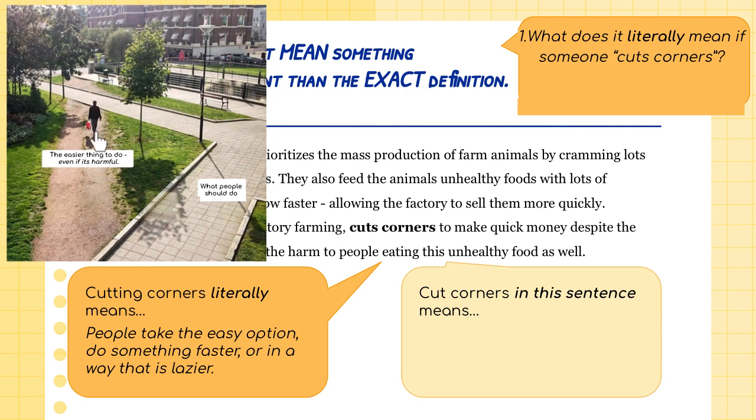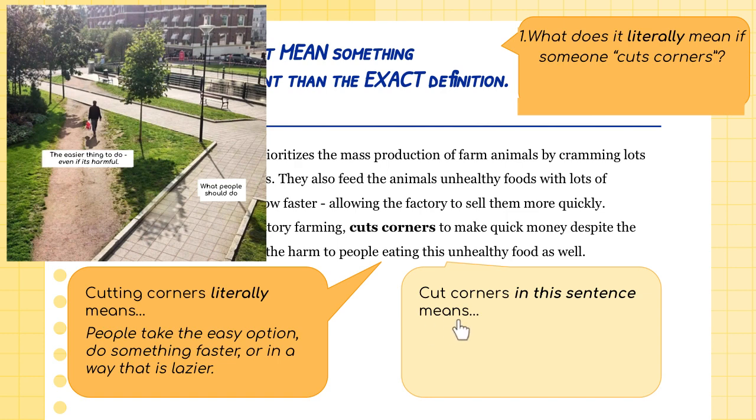But this person, and it looks like lots of other people, have cut the corner, literally taken a shortcut, something that's quicker, easier, faster, but it's kind of harmful. Look at all the grass that is dead now. So cutting corners means that people are taking the easy option, they're doing something faster or in a way that's kind of lazier.